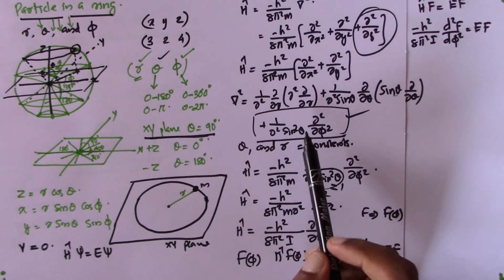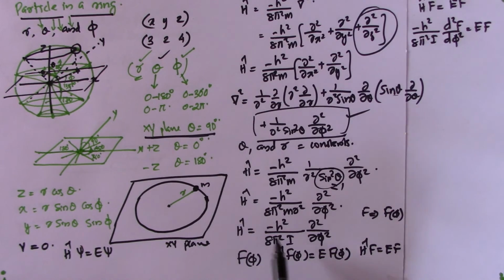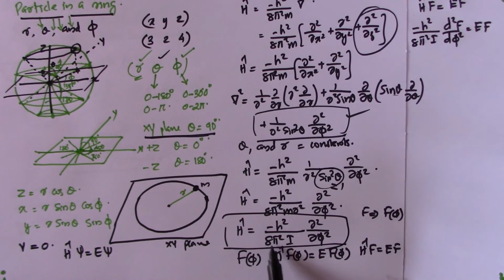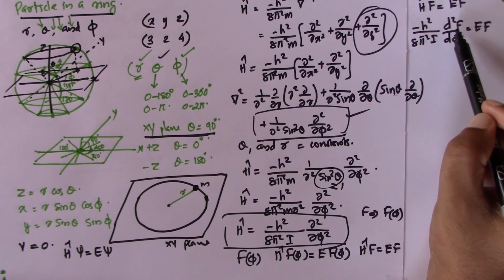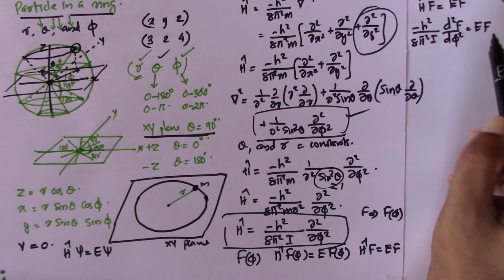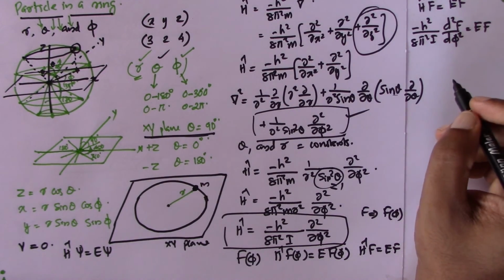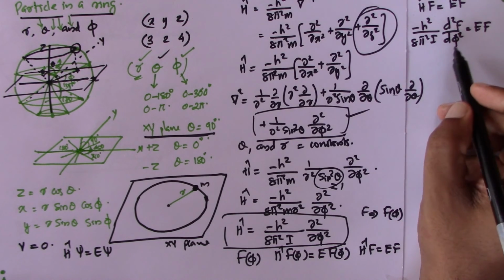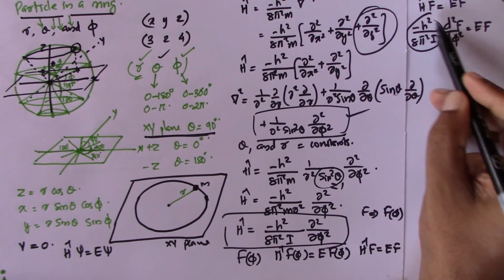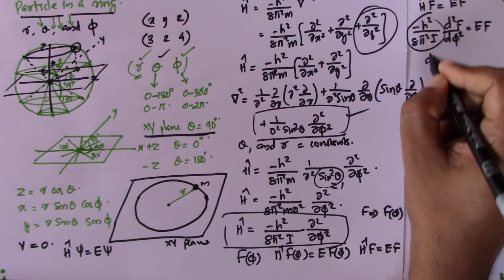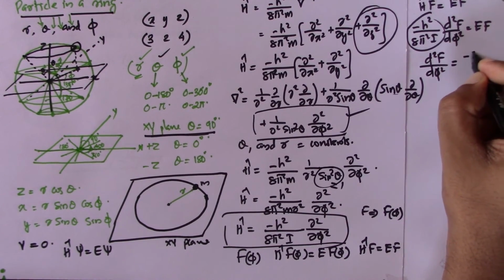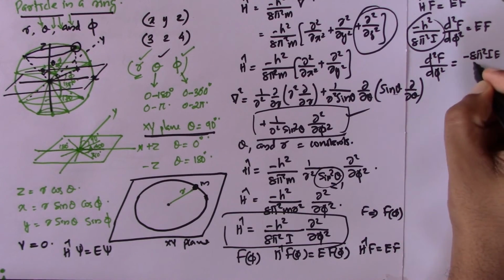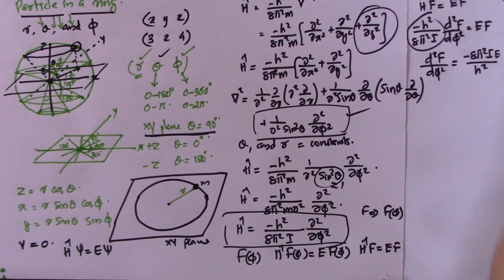So this is the Schrodinger equation. Ĥ is already given here, Ĥ = −h²/(8π² I) ∂²/∂φ². We don't need to use the sign ∂ anymore because we have only one variable here, φ. Therefore we can use d²f/dφ² = E f. Now we can simplify this equation. I am going to cross multiply this part to the other side, so I get d²f/dφ² = −8π² I E/h² f.